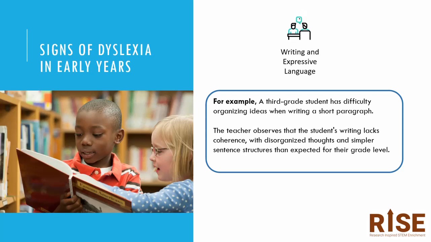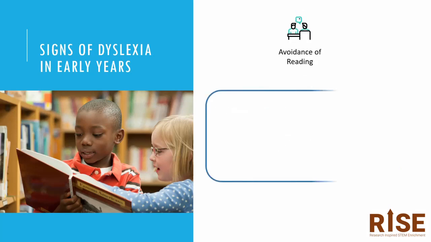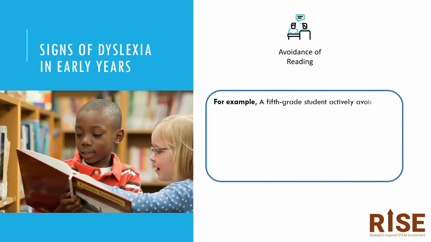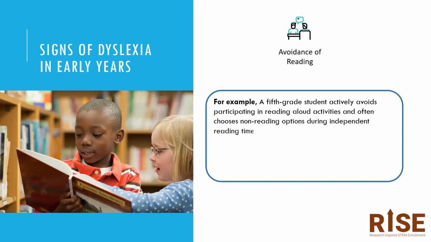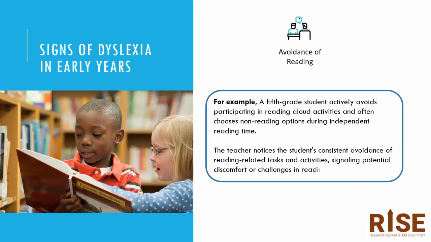Avoidance of reading. Avoidance behaviors may become more pronounced as academic demands increase. The child may develop negative associations with reading-related tasks. For example, a fifth-grade student actively avoids participating in reading aloud activities and often chooses non-reading options during independent reading time. The teacher notices the student's consistent avoidance of reading-related tasks and activities, signaling potential discomfort or challenges in reading.